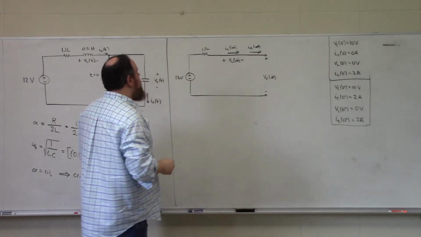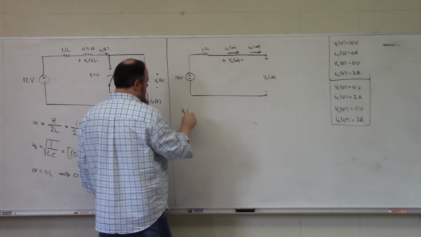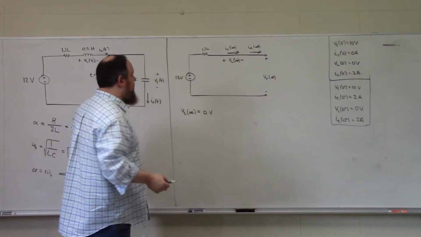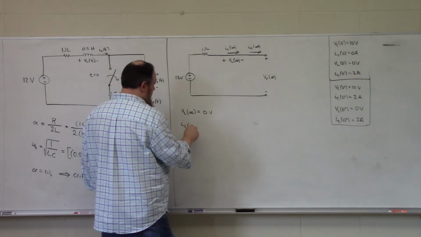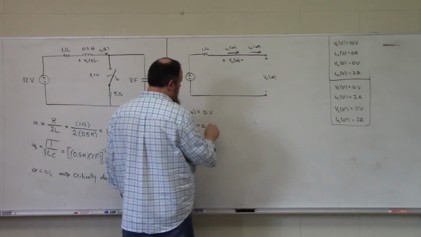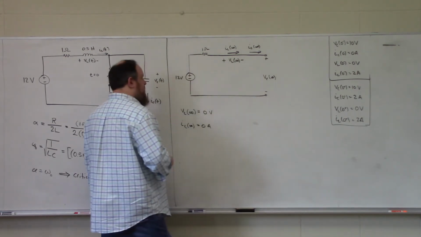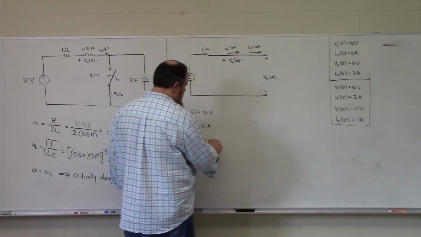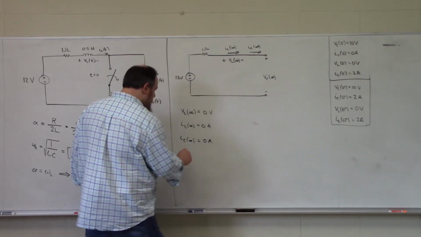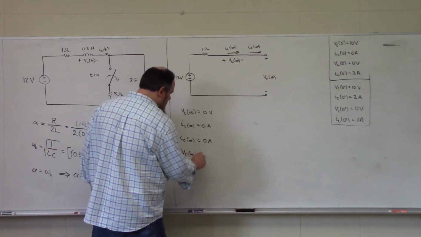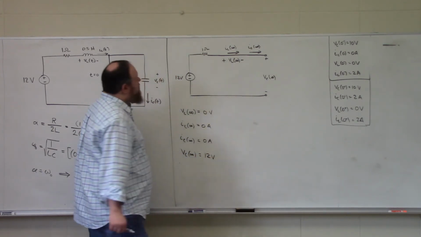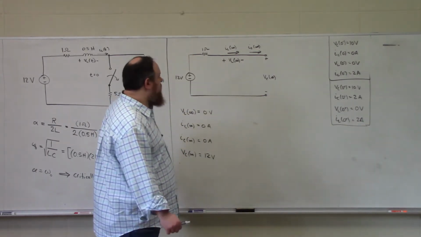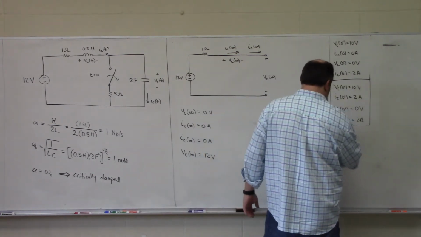And by inspection, we can see that VL at infinity must be 0 volts. The voltage drop over a short circuit must be 0. IL at infinity must be 0 amps because no current can flow through the open circuit that's representing our capacitor. IC at infinity is 0 amps. And lastly, VC at infinity must be 12 volts because there's no voltage drop over the inductor or over the resistor.